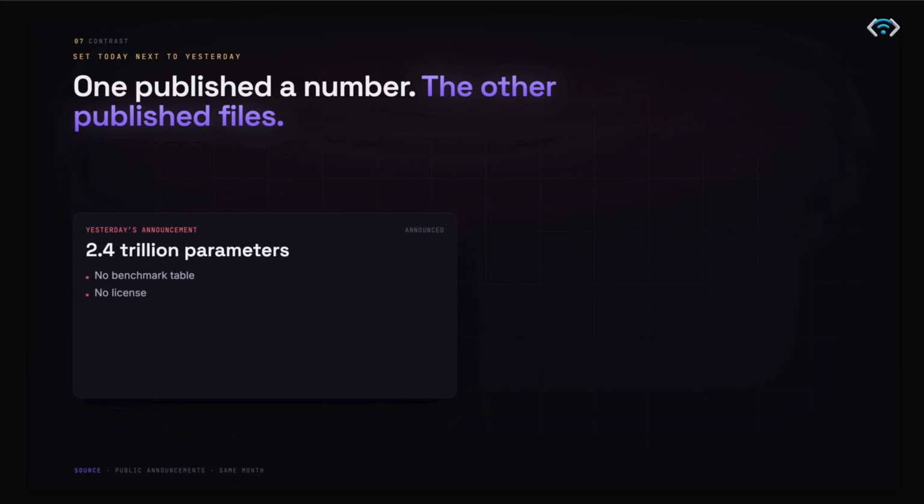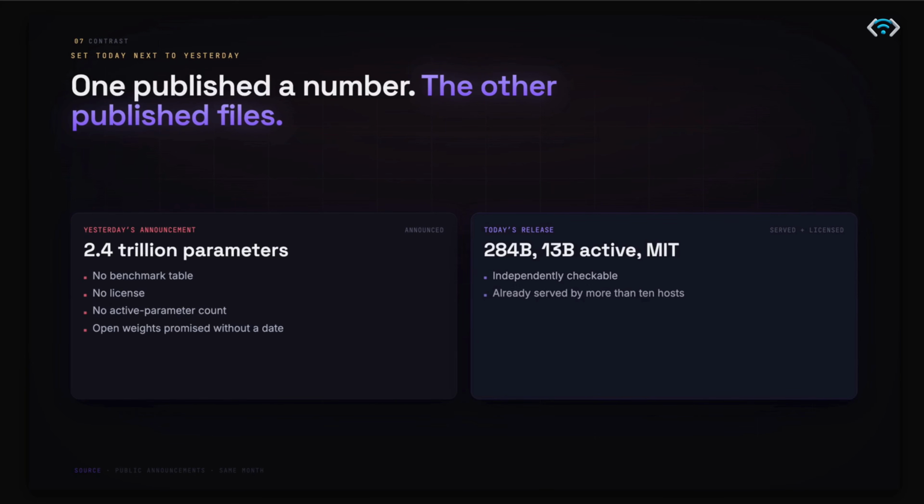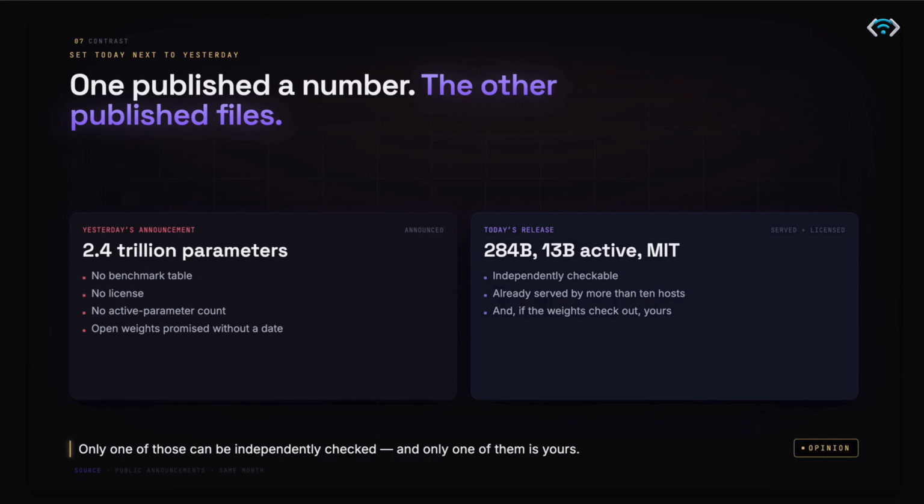And set today's release next to what we covered yesterday. A 2.4 trillion parameter model announced with no benchmark table, no license, no active parameter count, and open weights promised without a date. Same month, same scale of ambition, opposite directions. One published a number. The other published files. Only one of those can be independently checked, and only one of them is yours.